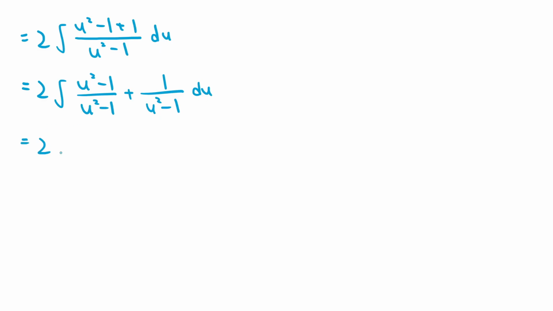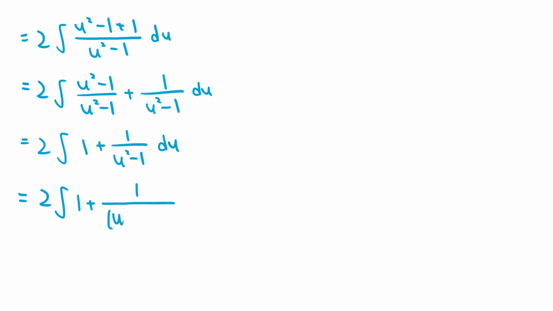This equals 2 times the integral of 1, since u squared minus 1 over u squared minus 1 is just 1, and the plus 1 over u squared minus 1 stays the same. If we factor the denominator of the rational function, the fraction becomes 1 over u plus 1 times u minus 1. And the next thing we need to do is to use partial fractions to split the fraction into a sum of 2 smaller fractions.